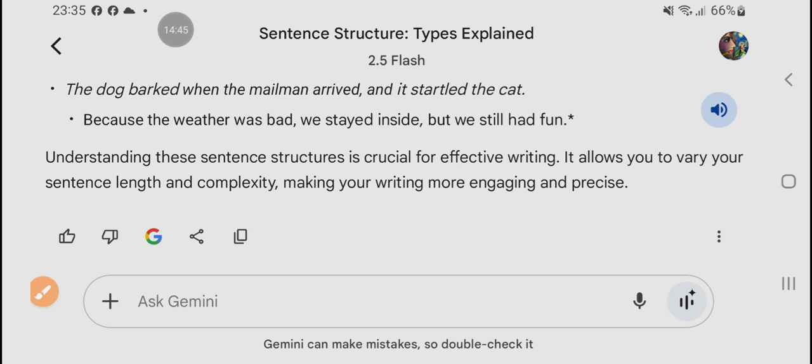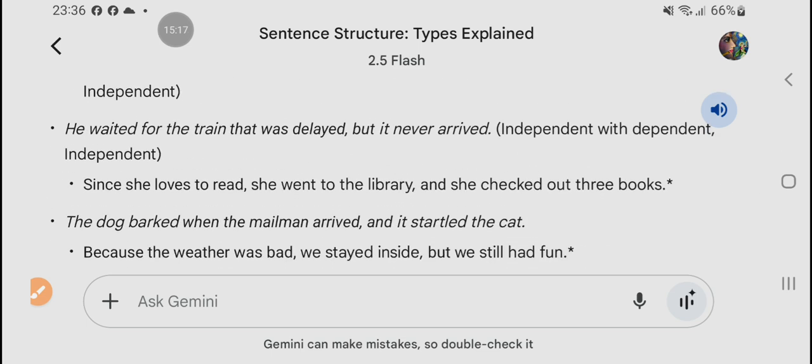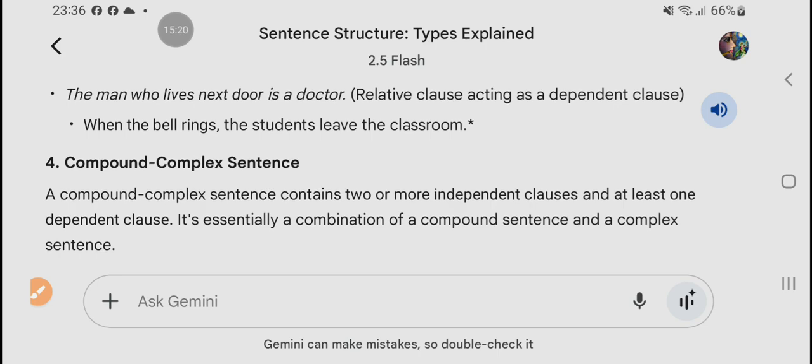The dog barks when the mailman arrived and it startled the cat, right? So dog, mailman and cat, three subjects are there. Because the weather was bad, we stayed inside, but we still had fun. So many things are together. This sentence is called a compound-complex sentence.